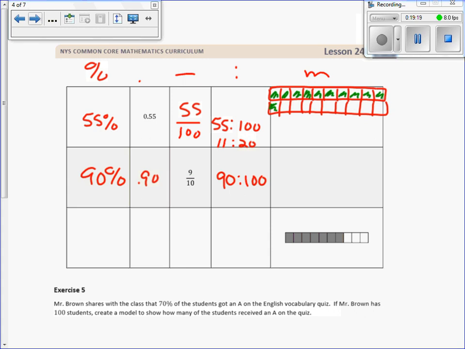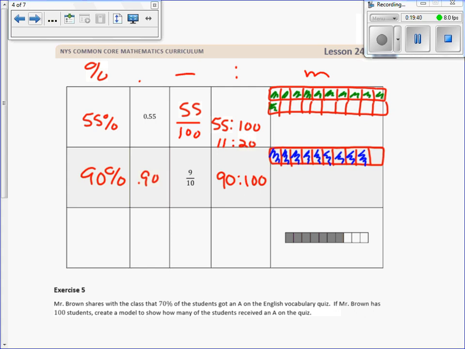Okay? And this one, this one's an easy one. We draw our boxes 1, 2, 3, 4, 5, 6, 7, 8, 9, and 10. And we're going to shade all but one. 90%. 9 out of 10. There's 9 out of 10 shaded.